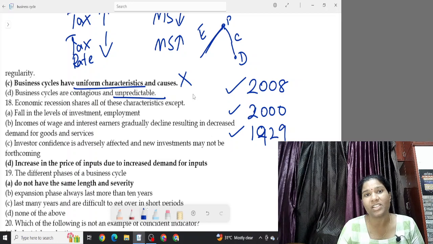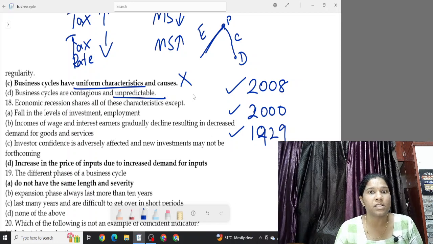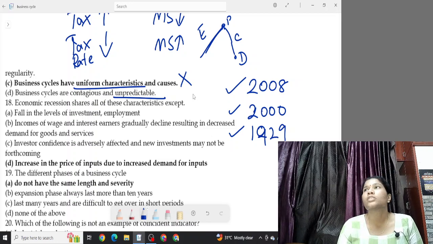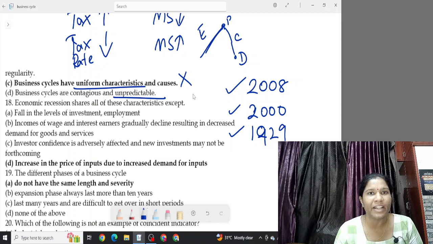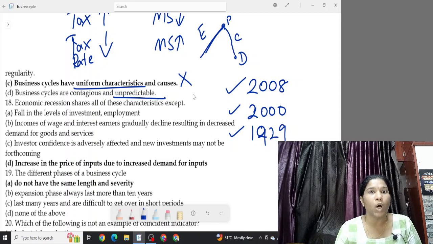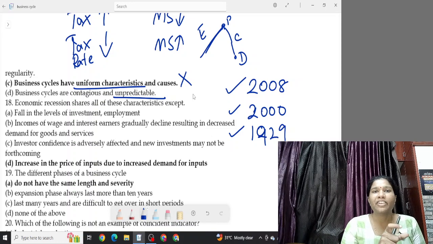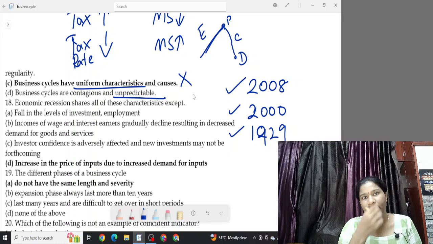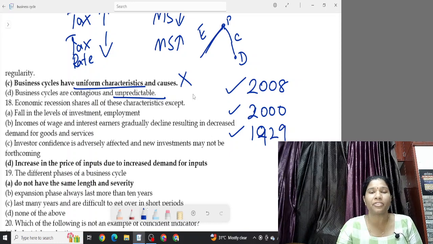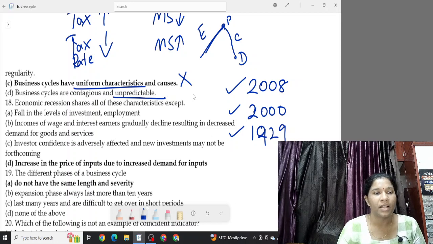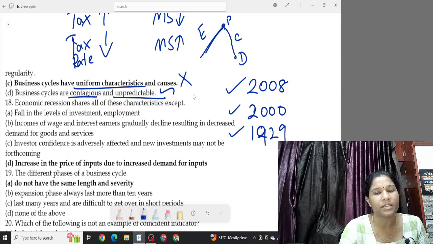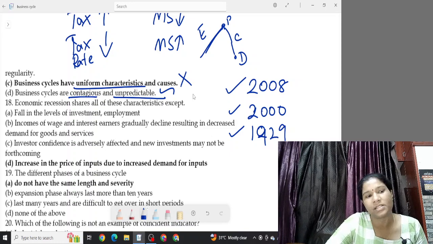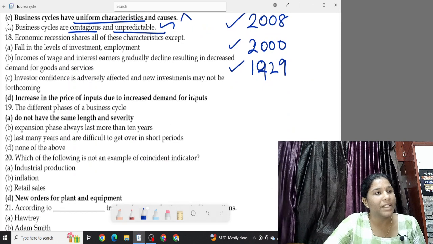And it is very contagious. What do you mean by contagious? What do you mean by a contagious disease? If you have the disease, it will get transmitted to me. That is called contagious. So contagious means if something happens in the USA, it will affect India. That is how business cycles work. If one country is experiencing an expansionary phase, definitely the other countries will also benefit from that. If one country is going through a recessionary phase, then other countries will also get affected by it. That is why it is called contagious and unpredictable. Now they're asking for the answer which does not exhibit the characteristic feature of a business cycle. The option is C. Question number 18.